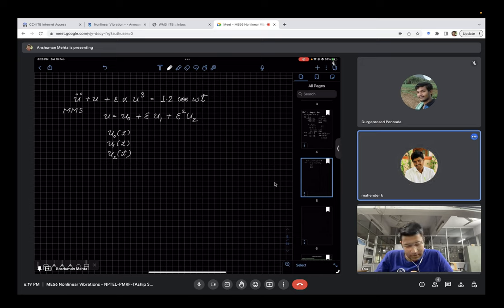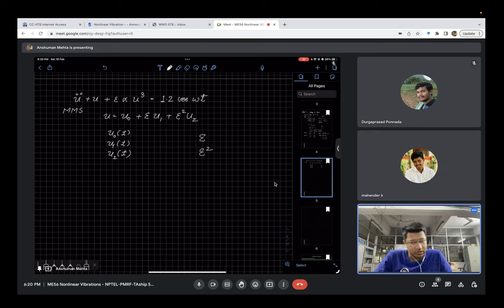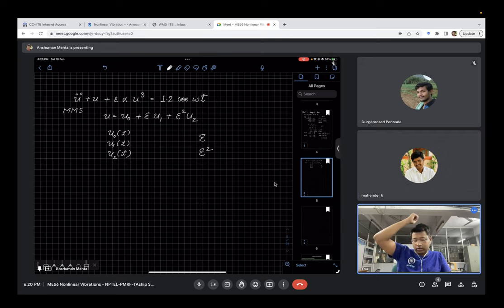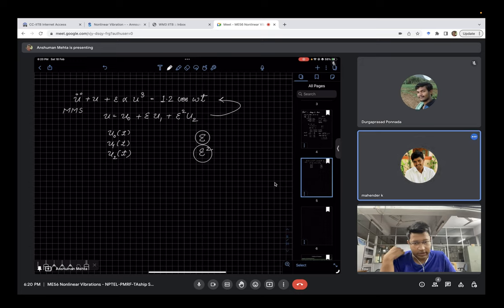Okay, so you have to pick up the terms, right? That thing we have to do. So you are having a problem in picking up the terms. No, I'm asking, are you having the problem in that you are not able to pick up the terms, or... So it will be like you will be putting these values here, right? And then you would be picking out the terms where there is epsilon, or where there is epsilon square, or where there is no epsilon. So it's like zeroth order. Okay, so you'll get three sets of equations.